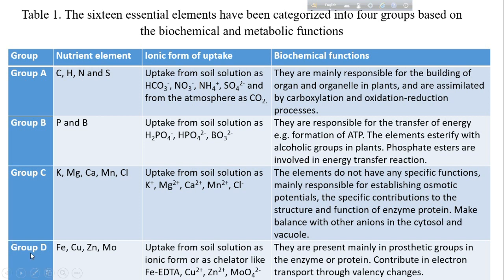And the last group, group D, includes iron, copper, zinc and molybdenum. They are present mainly in prosthetic groups in the enzyme or protein, and contribute in electron transport through valence exchange. Their main function is binding with the prosthetic group. As we know, prosthetic group is the non-protein portion of the enzyme.